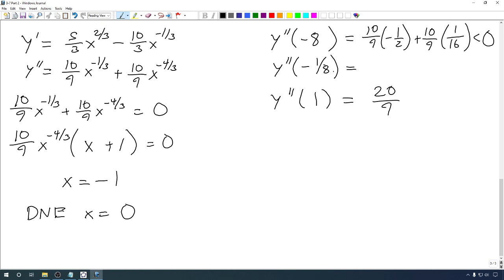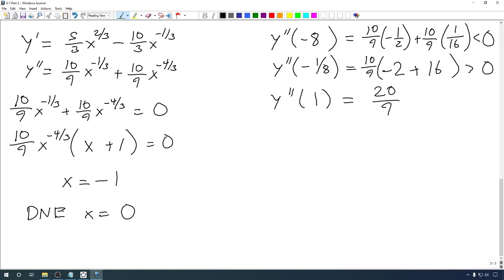If I plug in -1/8, well, I'm still going to get the 10/9. I'm going to pull that completely out. I'm going to have 10/9 on both of these, but I want to worry about what are these powers of -1/8. When I take the cube root of -1/8, I actually get a -1/2. But then the -1 power of that is a -2. Then doing the same thing here, we still have the -1/2, but now it's to the -4 power, which means it's going to be a -2 to the 4th power. The negative goes away, and we're left with a plus 16. In other words, 16 minus 2 is 14 times this positive number, and we get a positive number overall.